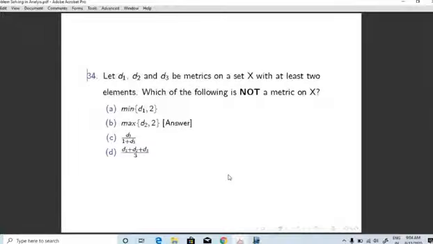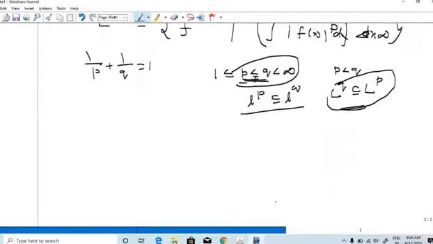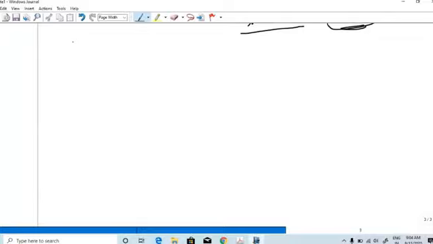Now next question. Which of the following is not a metric space on X? You can easily show that the second one is not a metric, and these are all metrics. Why is the maximum not a metric? It does not satisfy the second condition. What is the second condition on a metric space? The distance of x comma y equal to 0 if and only if x equals y. Suppose they define the maximum of either d1 comma 2. The maximum is always bigger than 2, therefore it is never 0. So it does not satisfy the condition.